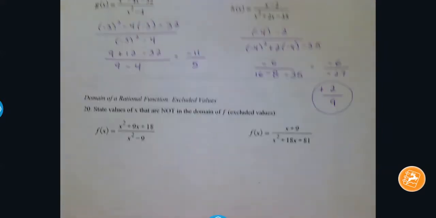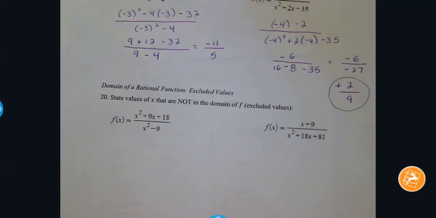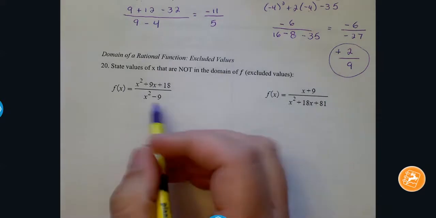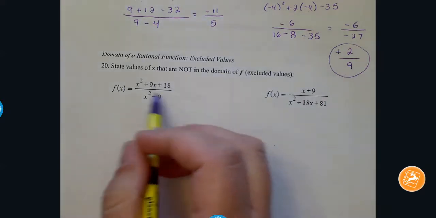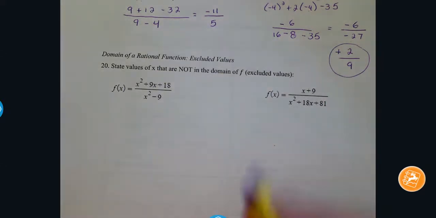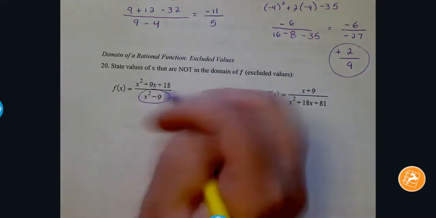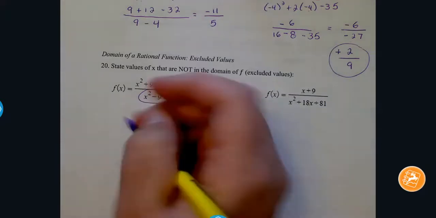Okay. Our last topic of module 7, we have state values of x that are not in the domain of f. So we're talking about excluded values. We did this a lot in module 6. So we're just doing it again. Excluded values, values of x that make the denominator 0. When we're looking for excluded values, we're only looking at the denominator. We're not looking at the numerator.